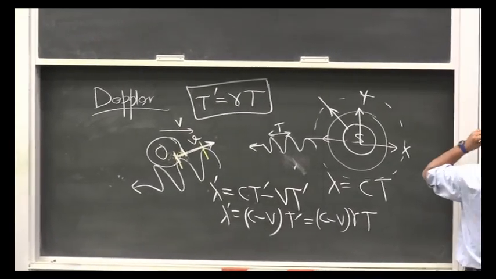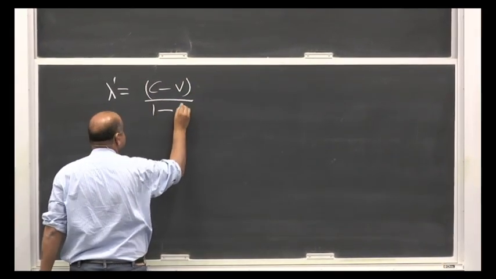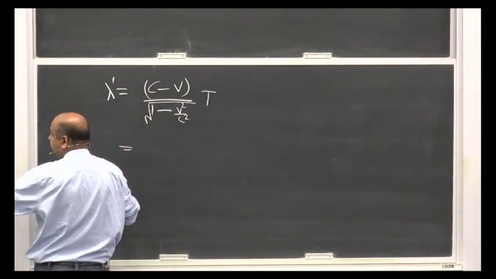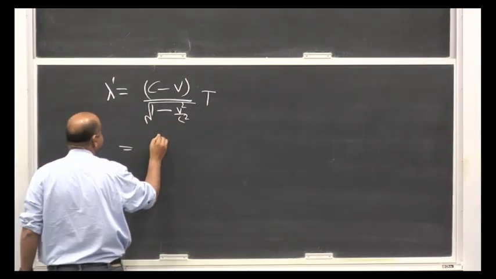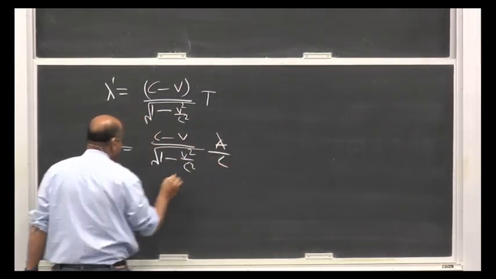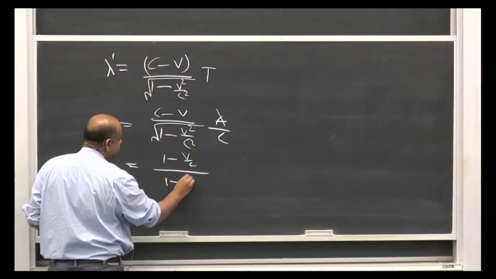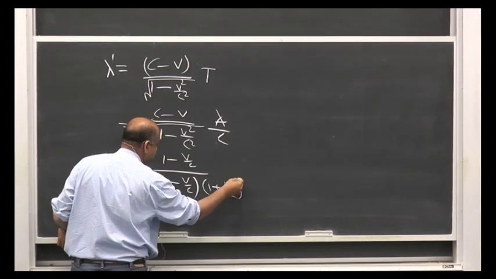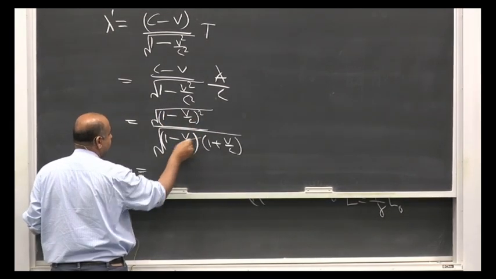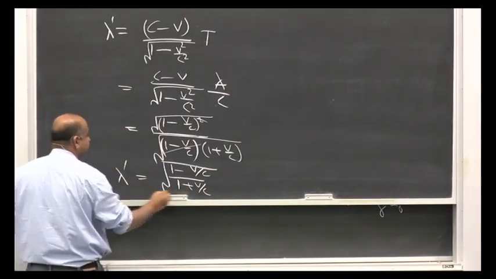So let me complete this, then I will take some questions. So lambda prime is c minus v times gamma, and gamma is nothing but 1 over square root of 1 minus v squared over c squared, and we have this T, and T is lambda over c. So this c goes here, so 1 minus v over c. इसको आप a squared minus b squared फॉर्मूले से लिख सकते हैं, 1 minus, 1 plus, और इसको आप लिख सकते हैं ऊपर वाले को इसका स्क्वायर कर लें, स्क्वायर रूट डाल दें, तो ये बन गया, ये a इससे कैंसिल हो गया, वी है 1 minus v over c upon 1 plus v over c, and this is lambda prime in terms of lambda.